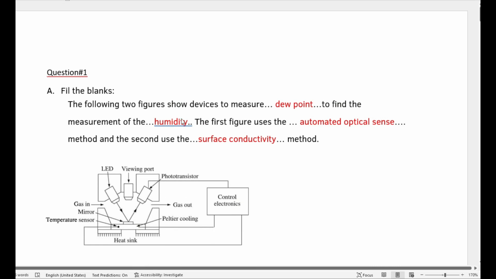Today, inshallah, we'll talk about solving some examples in process fermentation and how to solve it. This question is saying to fill the blanks. The following two figures show devices to measure one quantity, and then he gave me a space to find the measurement of another. The first figure uses the one method, and the second one uses the other method.